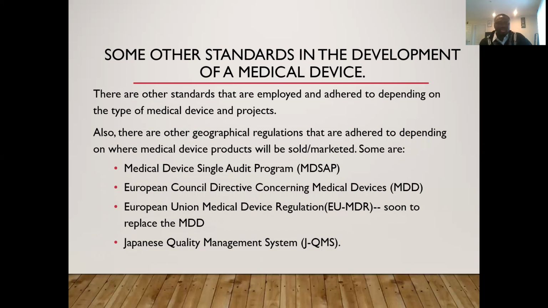And then, last but not least, is the Japanese quality management system. If you want to sell your medical product in Japan, you will also have to adhere to the Japanese quality management system. I think they also come and audit you, or if you are being audited by a regulatory body, they can take care of the Japanese requirements. But you want to make sure that you are always adherent to these standards. And if it's not documented, it is not done.